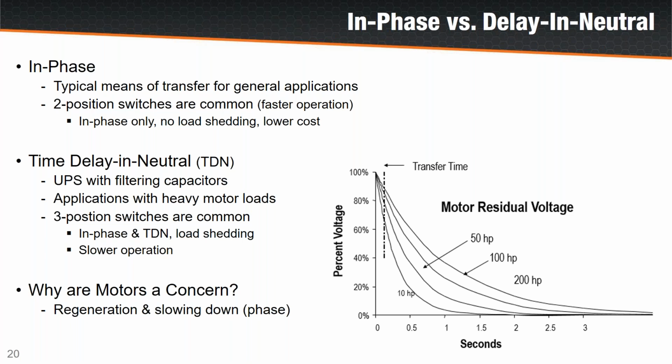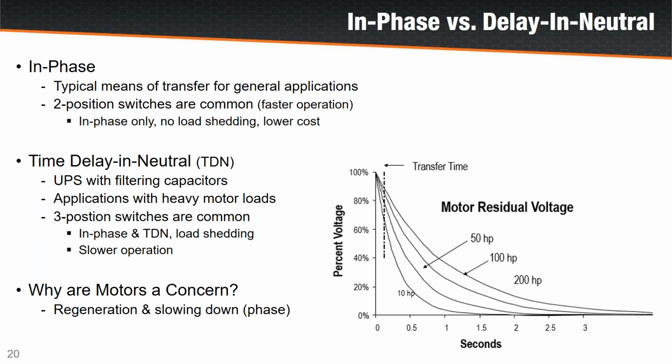Operating a switch in delay in neutral functionality really is aligned better when we have a concentration of heavy motor loads, or if we have nonlinear loads like UPS technology or VFD technology that has a large concentration of harmonic filters. So the concern with motors is the residual voltage. Motors, in the time it takes to switch to transfer, will maintain, if it's all motor loads, the voltage on the terminals of the motor.